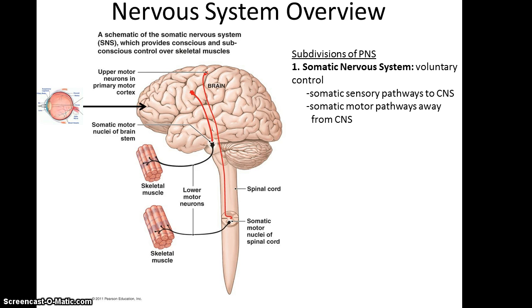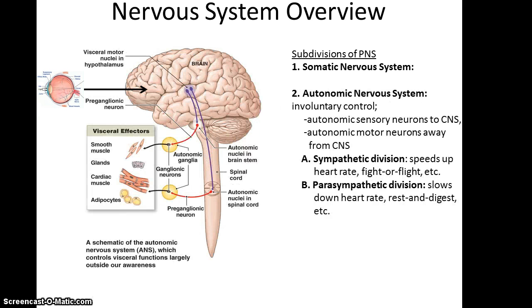So, the peripheral nervous system is subdivided into a few categories. One is the somatic nervous system. This is the part of the nervous system that allows us to have voluntary control over things, usually skeletal muscles. And this has the somatic sensory pathways that take information from the outside world and bring it to the brain, and then the somatic motor pathways, which then send out a signal from the central nervous system to cause a response, such as to move your arm.